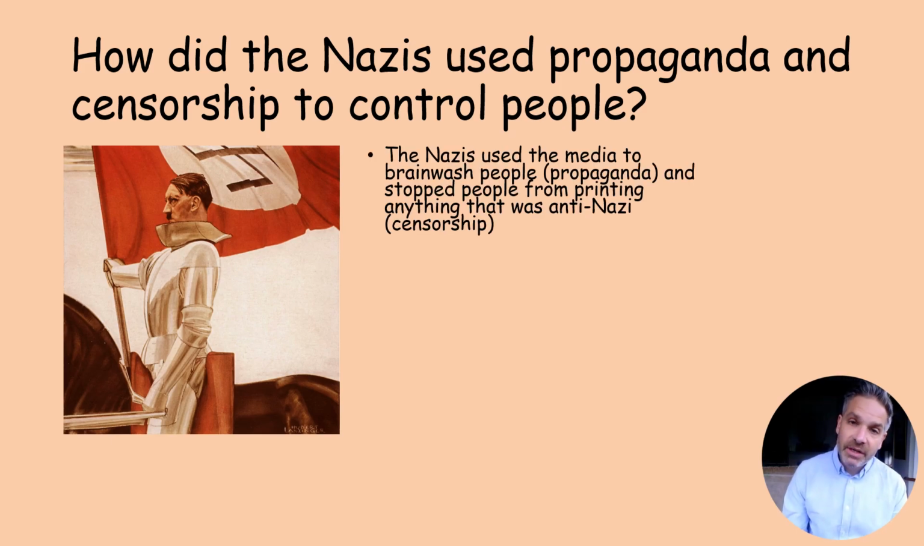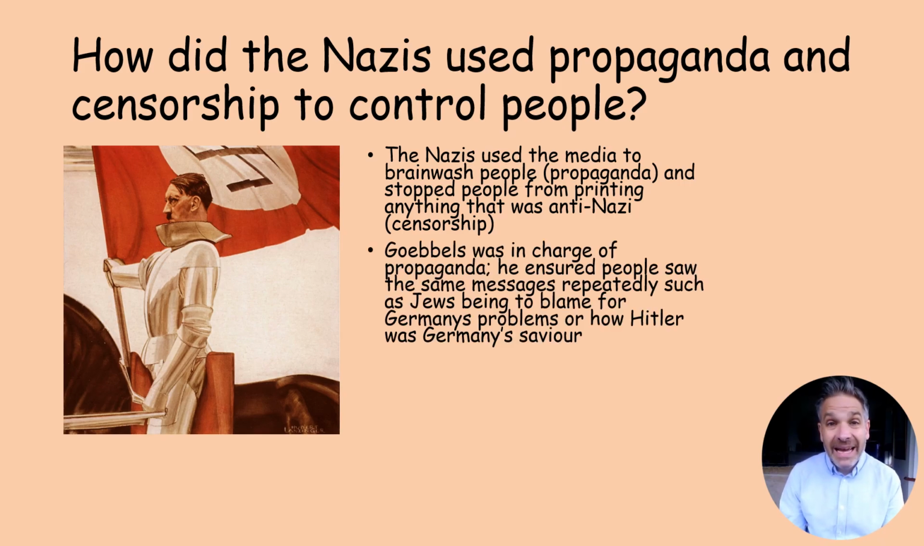The second thing to bear in mind is that the Nazis had a very, very strong emphasis on propaganda, and they used the media in all sorts of different ways to attempt to brainwash people, and they also censored any information that wasn't supportive of the Nazis. So this combination of propaganda and censorship. The man in charge of this was Goebbels, and he had an idea famously that you could lie, and as long as you keep telling the lie and you keep telling the lie, people will eventually believe it.